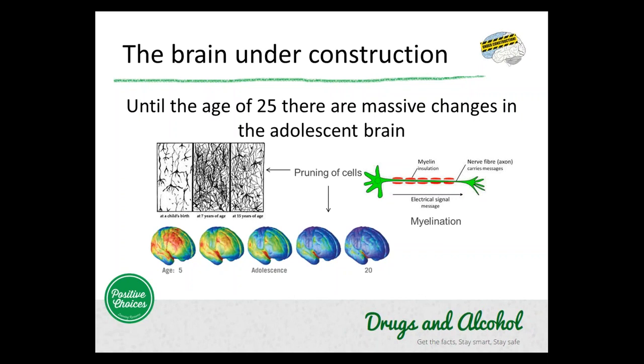Another thing that's happening is something called myelination. Myelin is like a fatty layer that's deposited around brain cells and around the connections between brain cells. This fatty sheath, this myelin, makes brain cells and their connections stronger and faster. So you've got these two processes happening en masse during adolescence: the pruning of cells and the myelination of cells. And these processes are working towards creating a more efficient brain that's fully developed at about the age of 25.